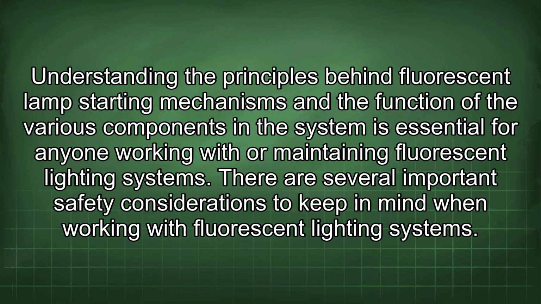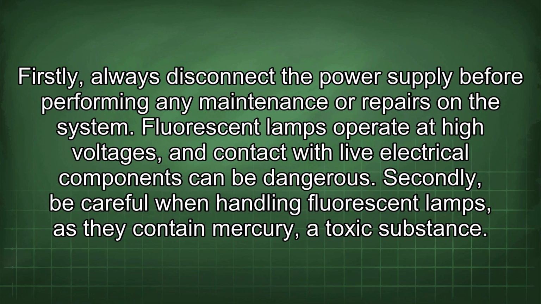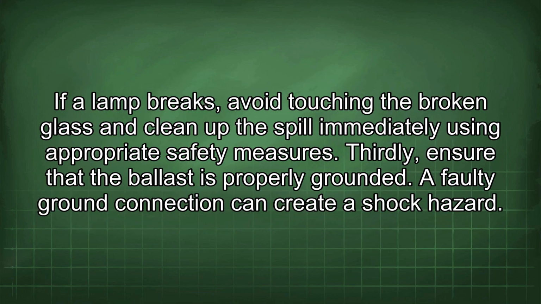There are several important safety considerations to keep in mind when working with fluorescent lighting systems. Firstly, always disconnect the power supply before performing any maintenance or repairs on the system. Fluorescent lamps operate at high voltages, and contact with live electrical components can be dangerous. Secondly, be careful when handling fluorescent lamps, as they contain mercury, a toxic substance. If a lamp breaks, avoid touching the broken glass and clean up the spill immediately using appropriate safety measures.